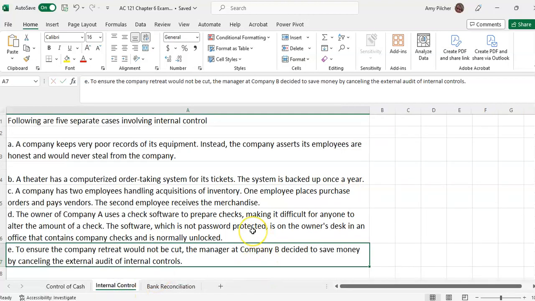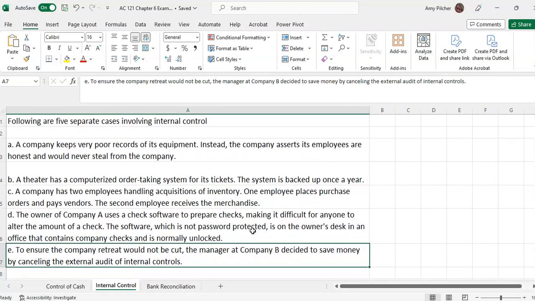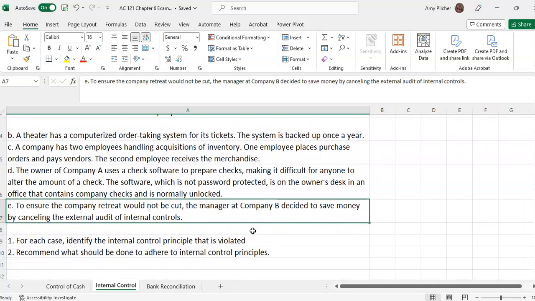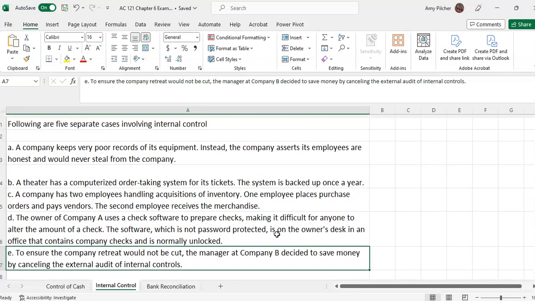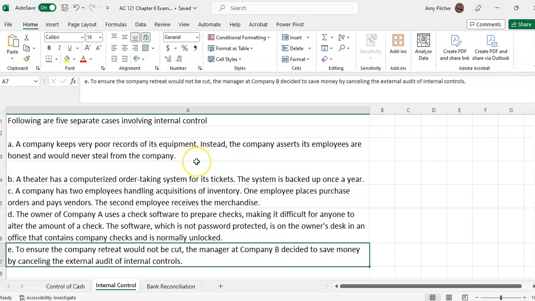Okay, so now let's look at these five separate cases involving internal control, and then we're going to talk about which internal control is violated and what should be done to improve internal control principles. So A, a company keeps very poor records of its equipment. Instead, the company asserts its employees are honest and would never steal from the company.